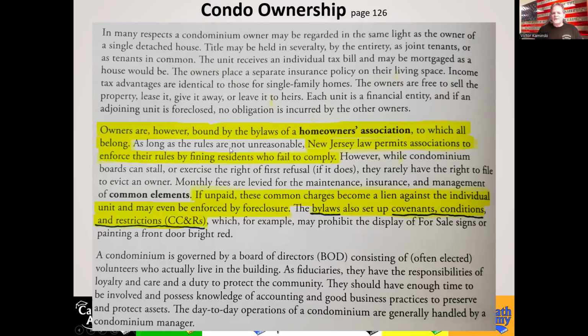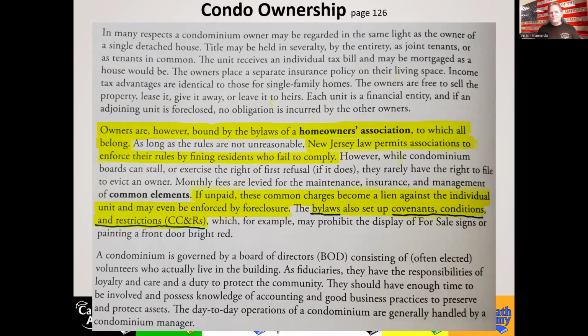Now, as long as the rules are not "unreasonable," let's put air quotes around that, New Jersey law permits associations to enforce their rules by fining residents who fail to comply. So it's kind of like a mini government, like your city, the municipality that you live in, right? You have politicians there and people that are appointed to manage the city. You got a mayor, you got a city council. That's kind of like the role that the homeowners association takes.